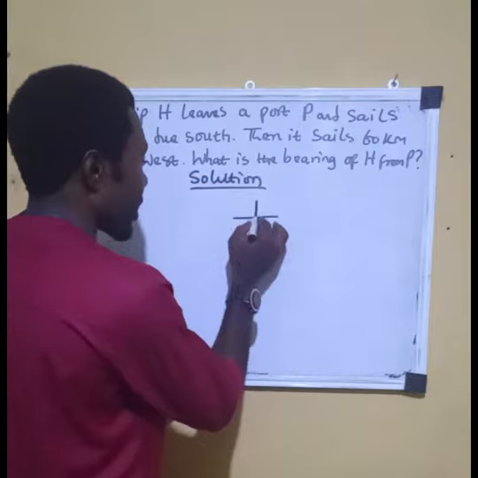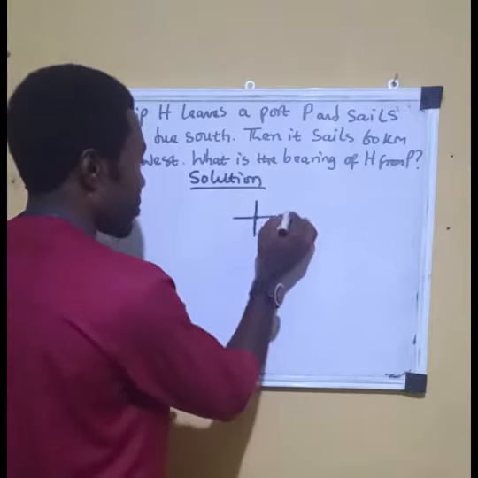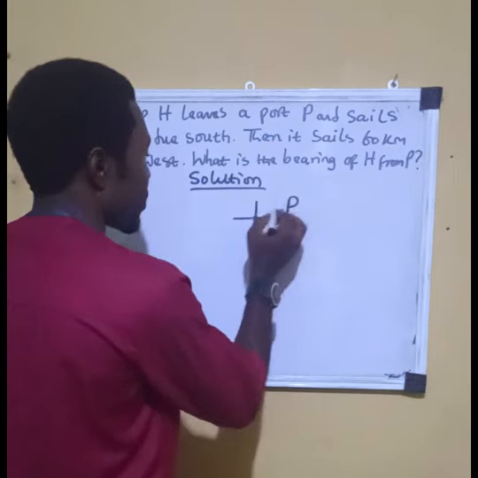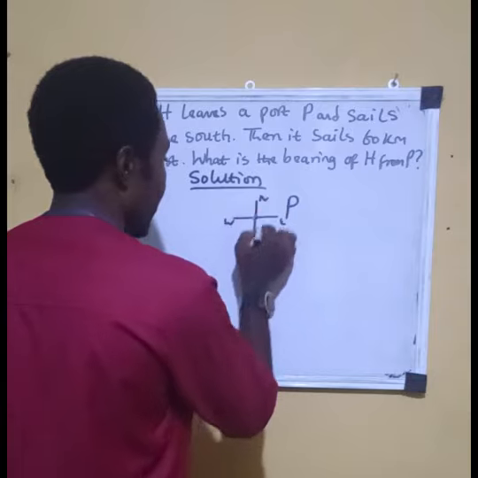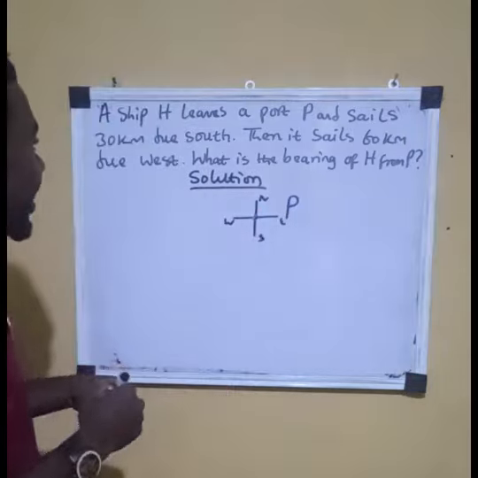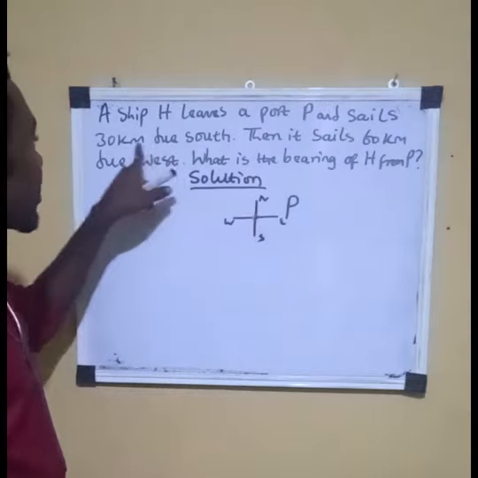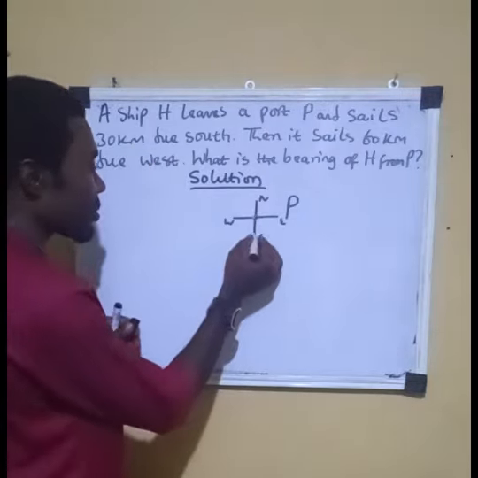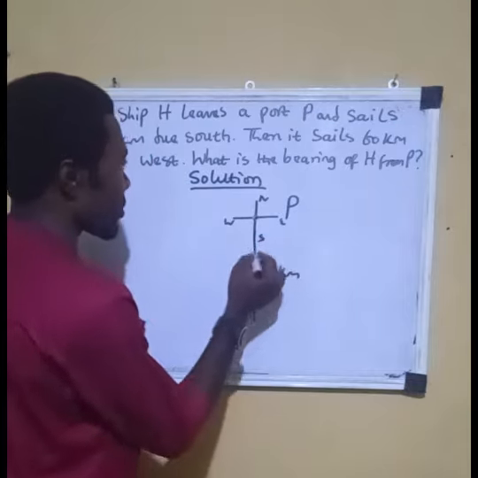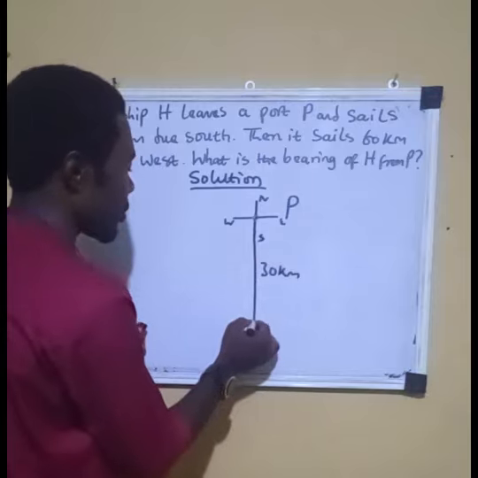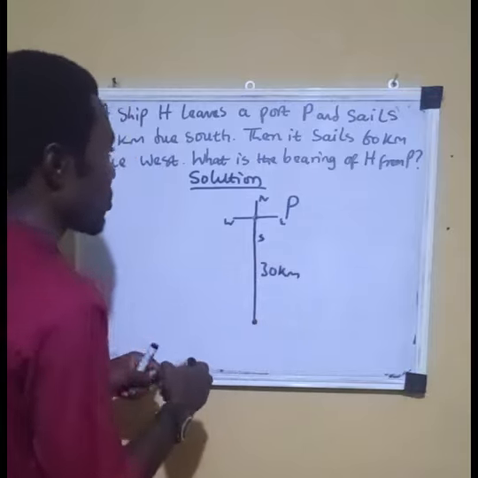Remember, in bearing, every point located has 4 cardinal points. So this is the port P with the 4 cardinal points east, west, north, and south. Okay? The ship is H. It leaves this port and sails 30 kilometers due south. This is south. So the ship sails 30 kilometers due south. So this is now the new location of the ship after 30 kilometers.